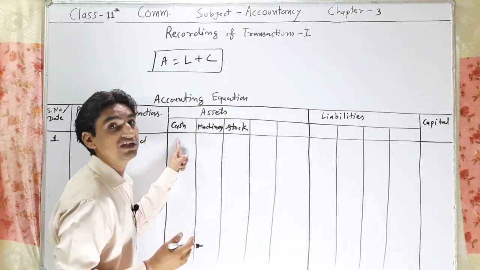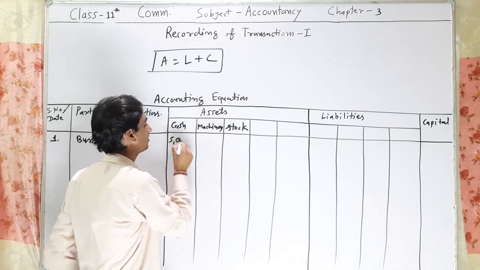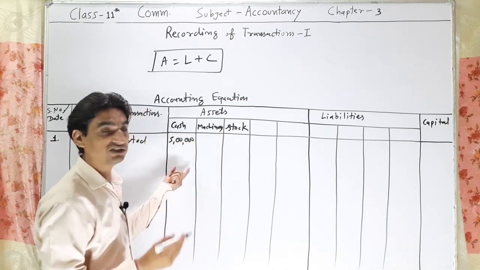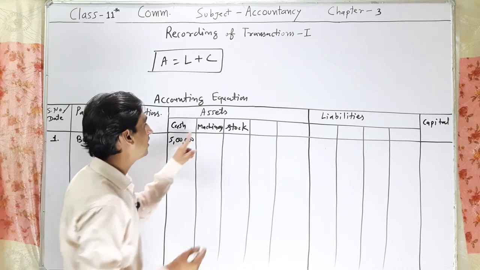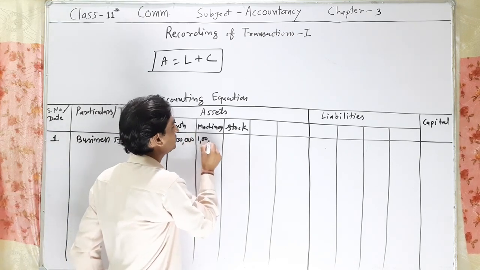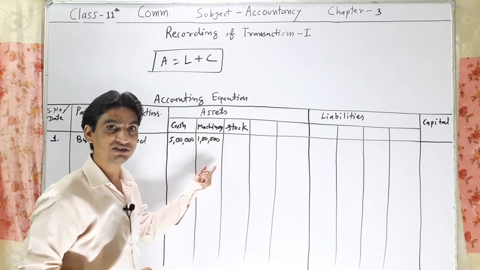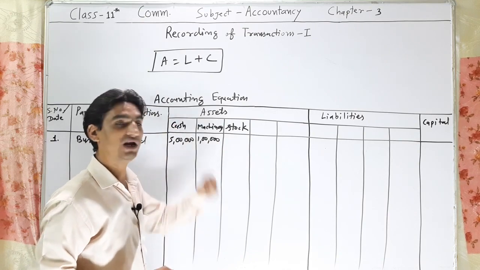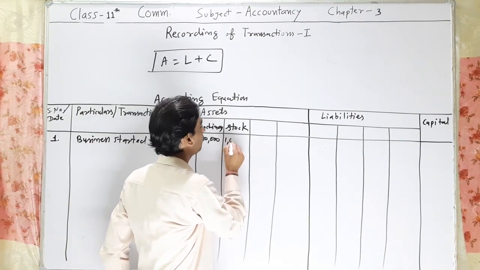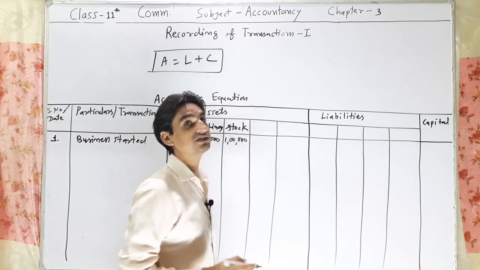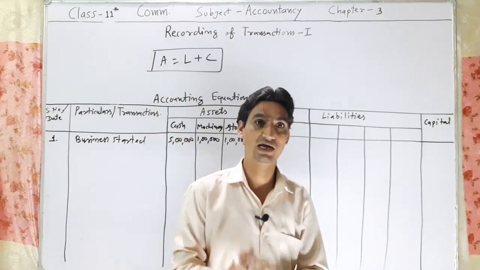The value of cash is 5 lakh, so the cash balance increased by rupees 5 lakh. The machinery balance increased by rupees 1 lakh, and the stock balance increased by rupees 1 lakh.